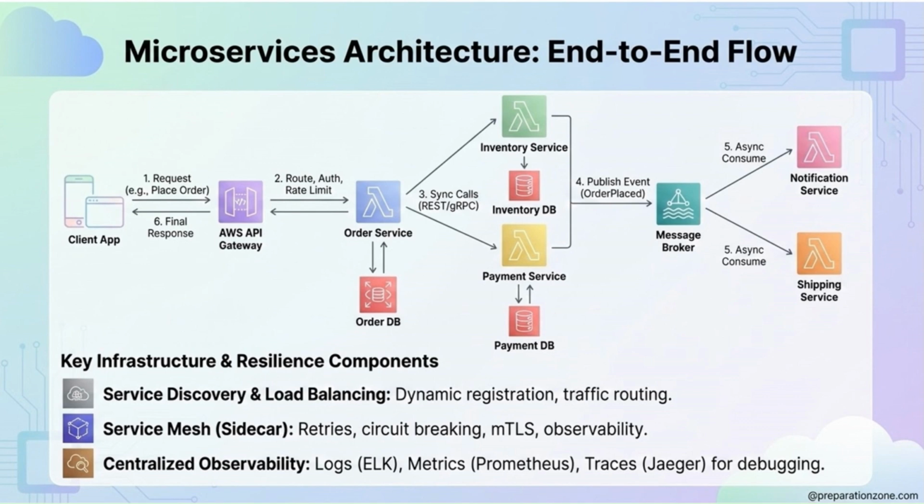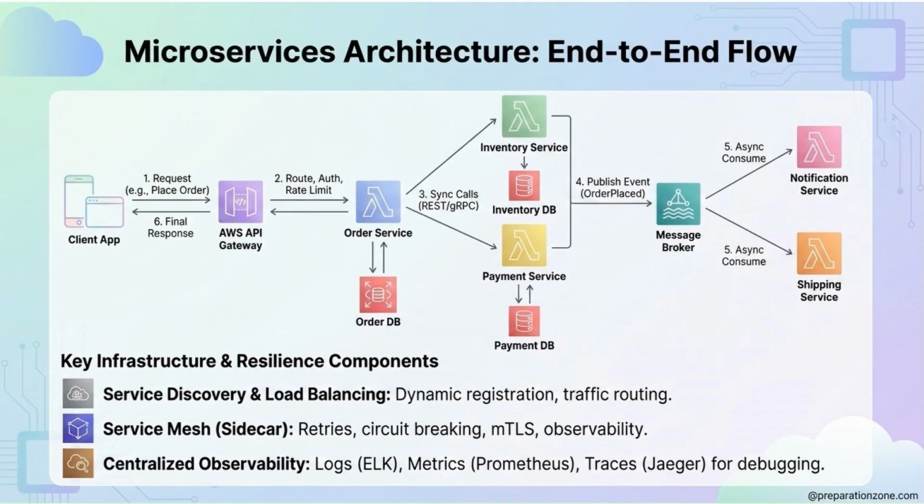Then asynchronous events in the background. Some tasks don't need to block the main flow. So the order service might publish events like order placed, and services like notification or shipping pick them up when they are ready. Then service discovery and load balancing. Behind the scenes, services register themselves in a registry like Eureka or Consul. Load balancer then routes the traffic to healthy service instances.